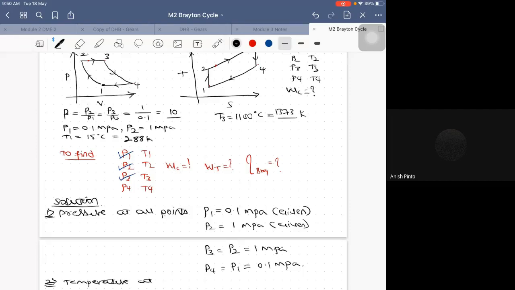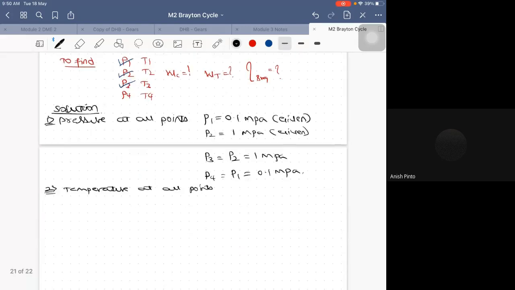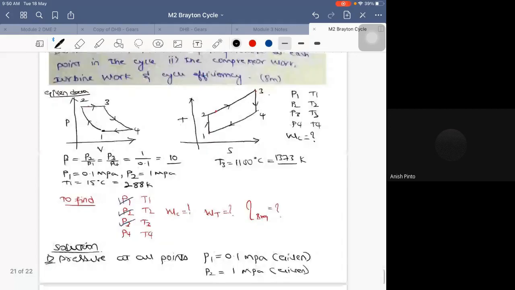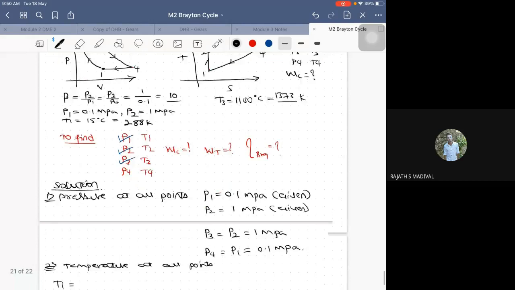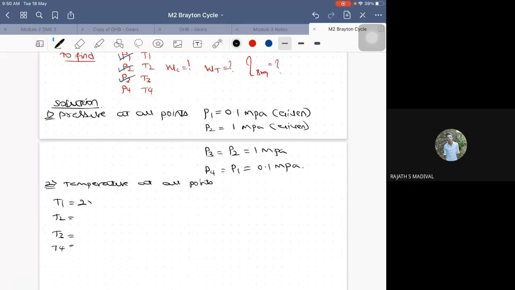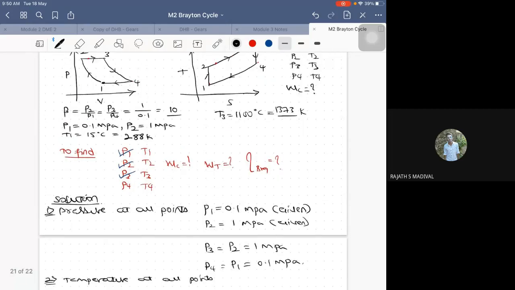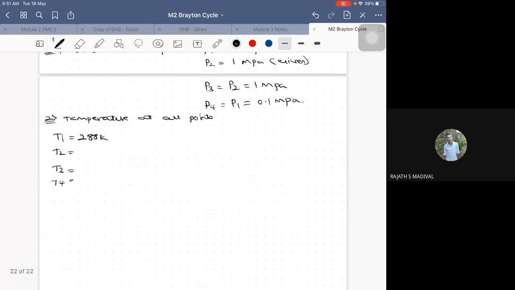Temperature at all points. Just list down the temperature at all points: T1, T2, T3, and T4. Out of all this, how many are given in the problem? T1 is 288. I would just take it 288 directly, Kelvin. Next, T3 is how much? T3 is 1373 Kelvin.